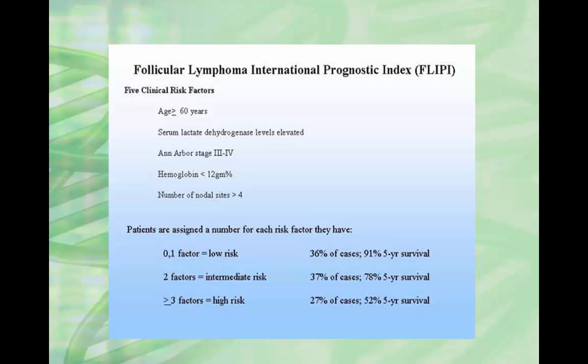Okay, you have risk factors that could be associated that also have to do with the prognosis. These are the main risk factors. Age greater than 60, serum lactate elevated, Ann Arbor stage 3 or 4, hemoglobin less than 12, or involvement of more than 4 lymph nodes. So if the patient has 0 to 1, it is a low risk, and look at the survival. And the more involvement, the less survival.